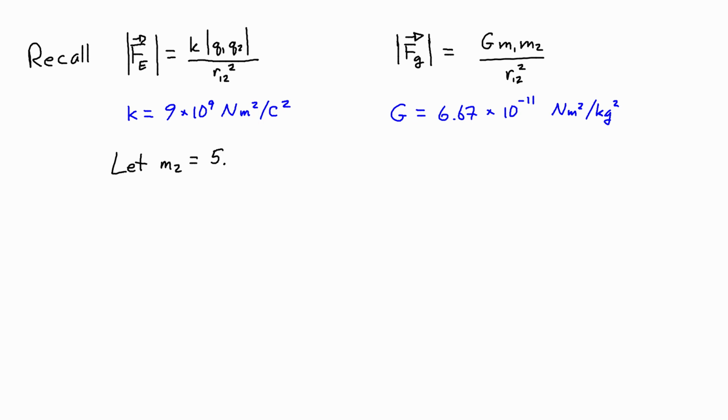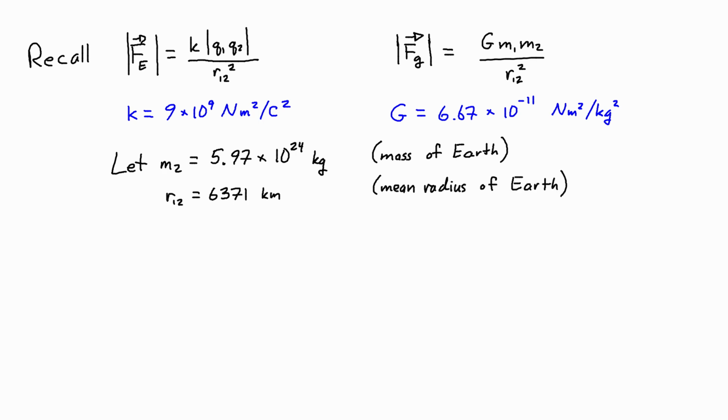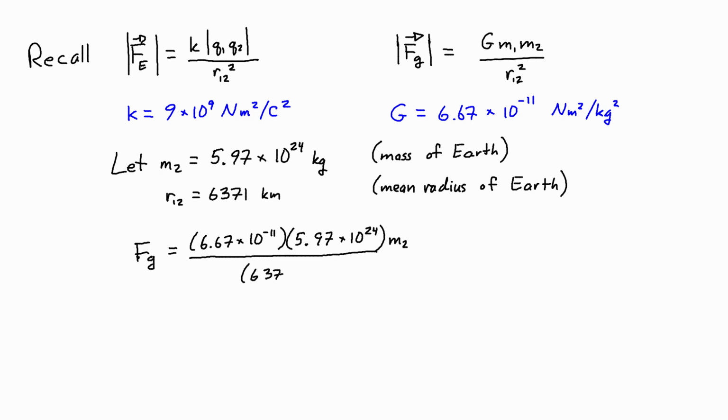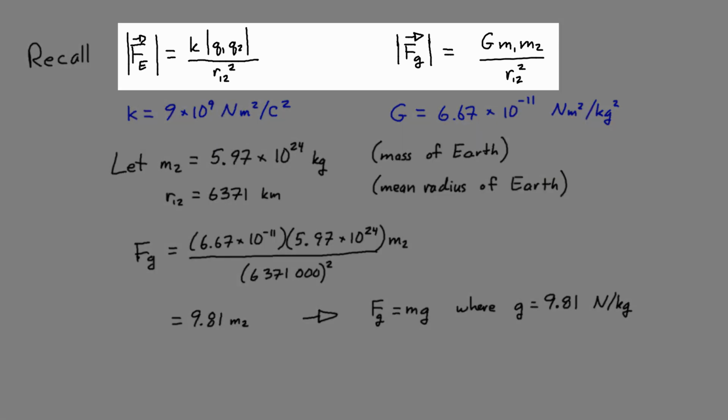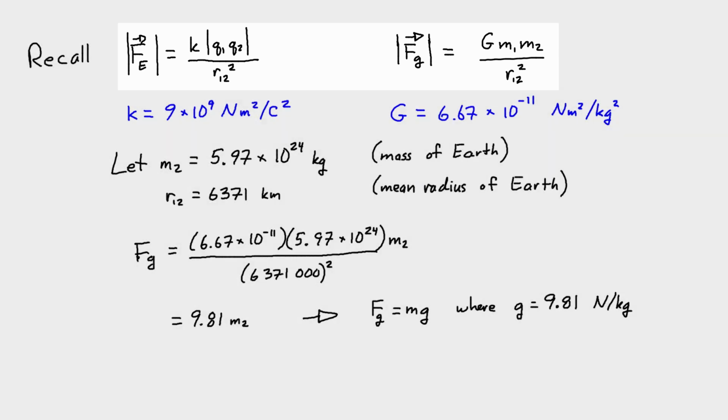If we apply the universal law of gravitation at the Earth's surface, then we can substitute in the mass of the Earth and the radius of the Earth, and we can isolate F_g equals mg, just like what we had before, where g is 9.81 newtons per kilogram. So there's nothing really new here. This is just from mechanics, and what I'm trying to do is show the relationship between the electric force, k q1 q2 over r12 squared, and the gravitational force, G m1 m2 over r12 squared.